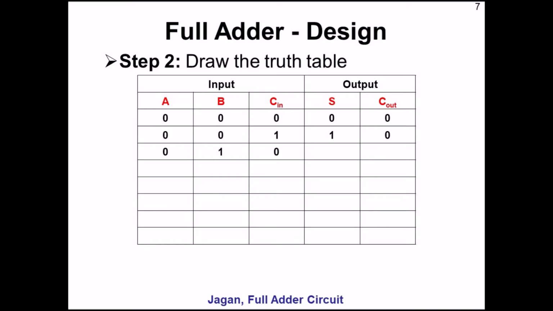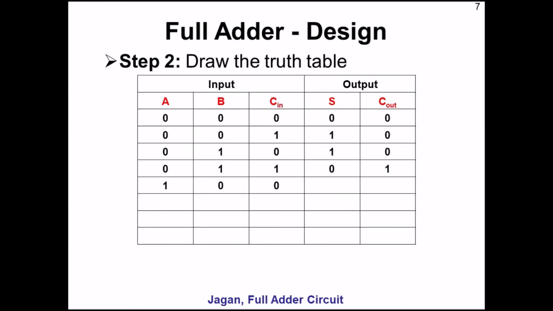0, 1, I don't have carry input. Then I will be having sum as 1 and carry as 0. And if I continue this, I will be having 1 1, so you get sum 0, carry becomes 1, you have a carry over.